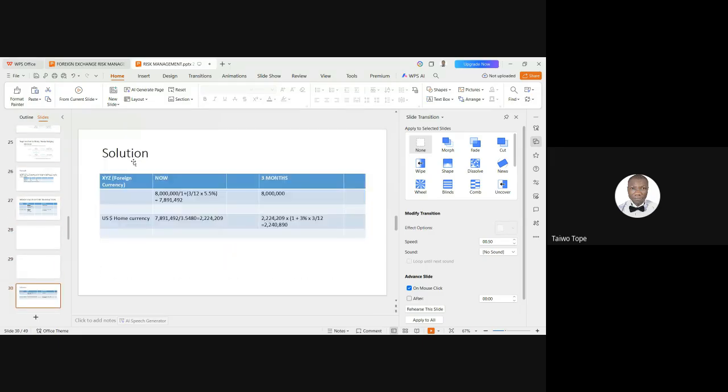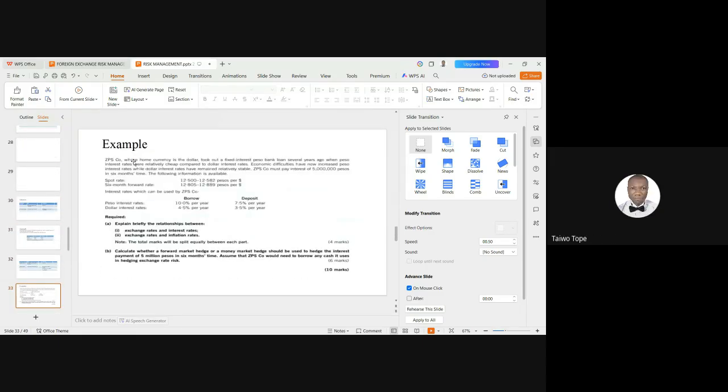Let's go back to our question. We need 5 million. 5 million divided by 1 plus the rate. Okay, and what is the rate? 7.5%. Multiply by what? How many months? 6 months, divided by 12. You see now, you've passed.